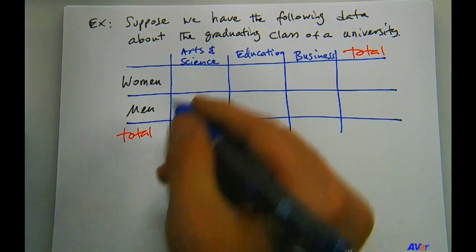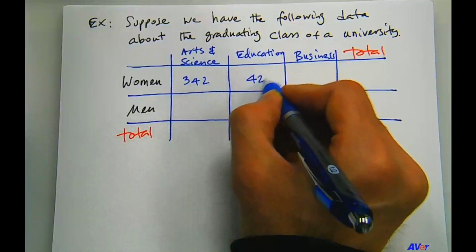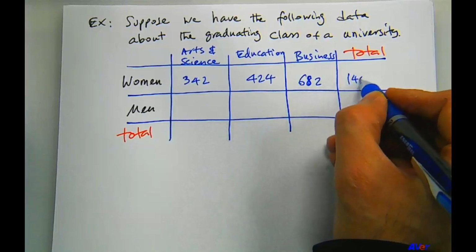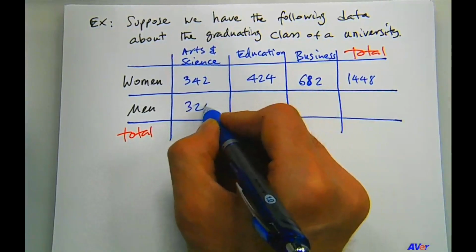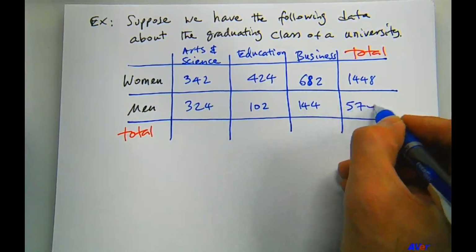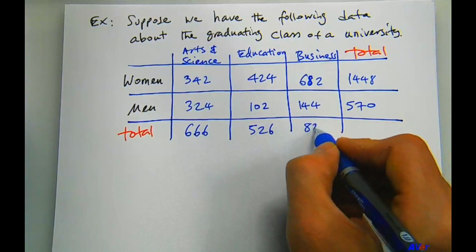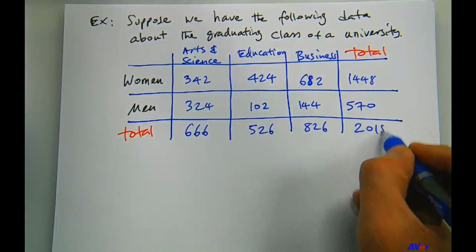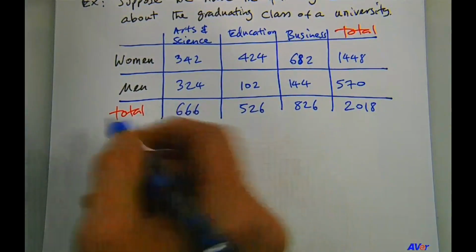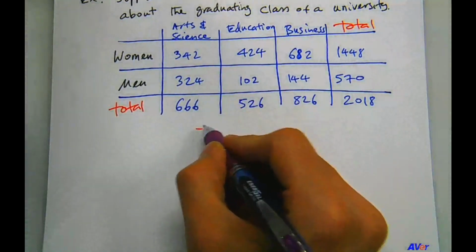Okay, so here are the frequencies. We have 342, 424, 682, 1,448, 324, 102, 144, 570, 666, 526, 826, 2018.